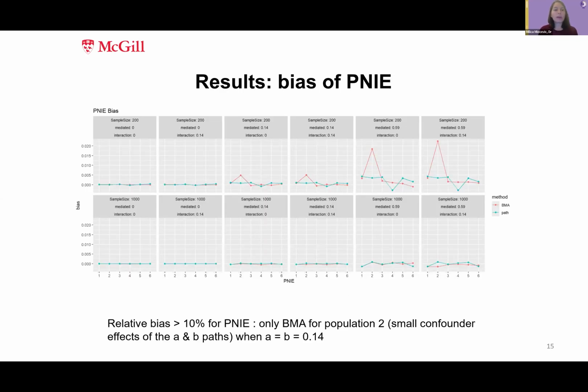Looking at the results, here on the y-axis, we have values of bias for the pure natural indirect effect. On the x-axis, we have the population from which the data were simulated. The top panel of results is the sample size of 200, and the bottom panel are results from the sample size 1000. The pink line is Bayesian model averaging, and the blue line is path analysis. So for the pure natural indirect effect, we observe relative bias above 10% only for Bayesian model averaging and only for population 2 when the A and the B path were small. So this is the population where there were 4 variables that affected X, M, and Y, but they had small effects on each one of these variables.